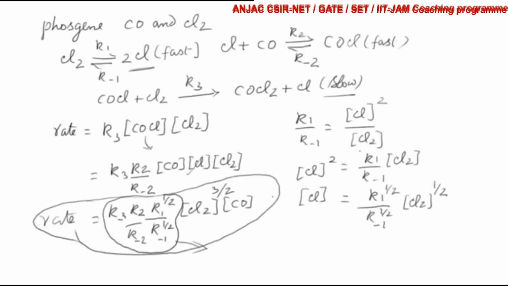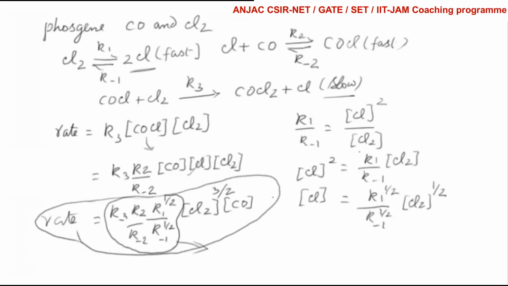Now you can tell what is the total order of the reaction, what are the individual orders, and what is the overall rate constant. Now the total order is 2.5. With respect to chlorine it is 1.5. With respect to carbon monoxide, 1. And what is the overall rate constant? It is given by K3 into K2 into K1 power 1 half, divided by K minus 2 into K minus 1 power half.